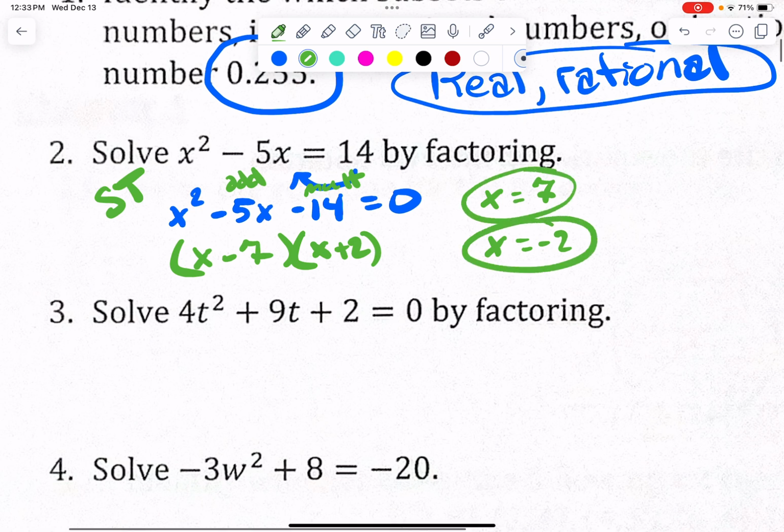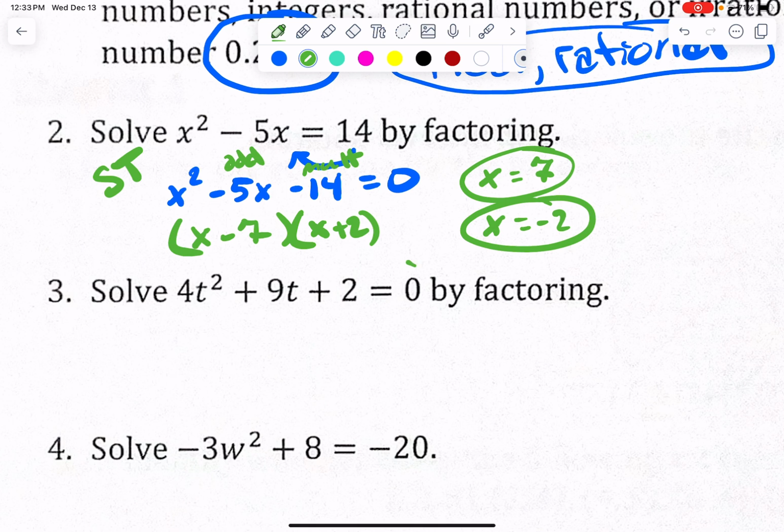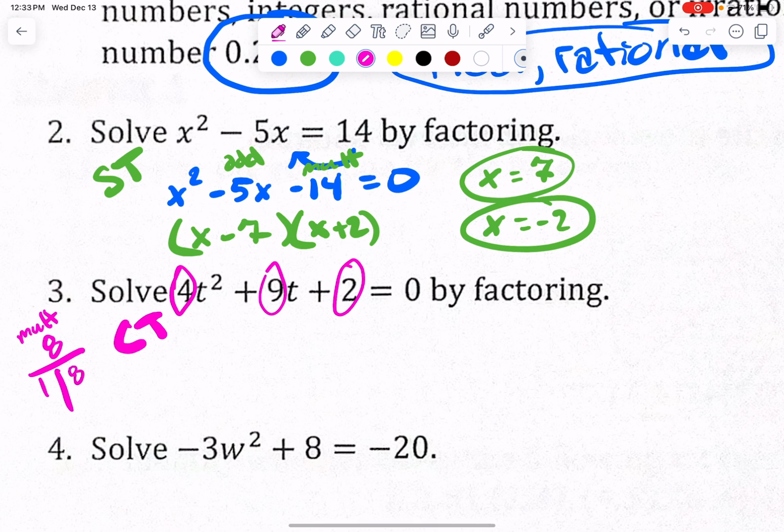Okay, this next one, I don't have to move anything over because it's already set equal to 0. So it is a complex trinomial because the 4 is out in front here. So when we have a complex trinomial, we take 4 times 2, which is 8. And I want to multiply to get 8, but when I add them, give me 9. And that's just going to be 1 and 8.